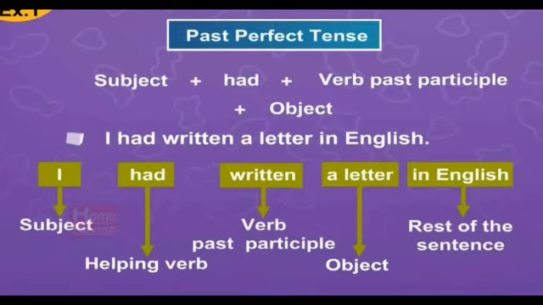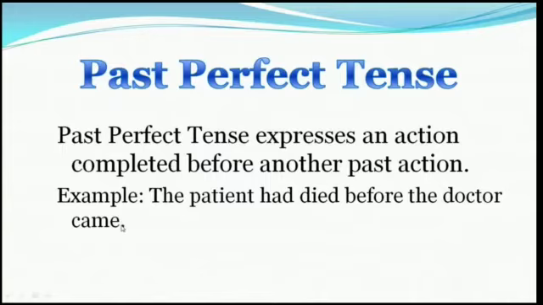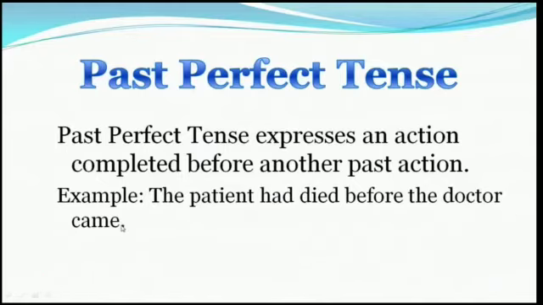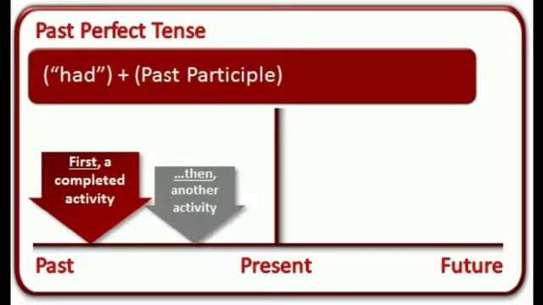Now there is one more use of past perfect tense. Past perfect tense expresses an action completed before another past action. It means in past perfect tense, two actions are done in the past, one after the other. For example, here it is written, the patient had died before the doctor came. Here you can see two actions are there. Firstly, the patient died, and another, the doctor came.